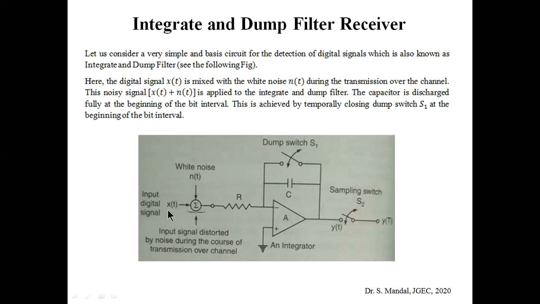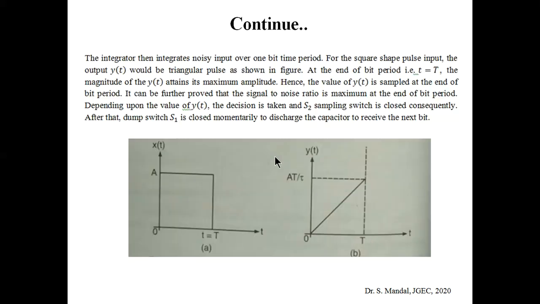Now whenever this noisy signal is incident into the integrator circuit, at the initial stage the S1 switch, that is the dump switch, is momentarily or temporarily closed. So what will happen if this switch is closed? The charge that is stored in the capacitor will be discharged through this circuit. So obviously after the closing of the dump switch, the capacitor becomes fully discharged, and this happens at the beginning of the bit interval.